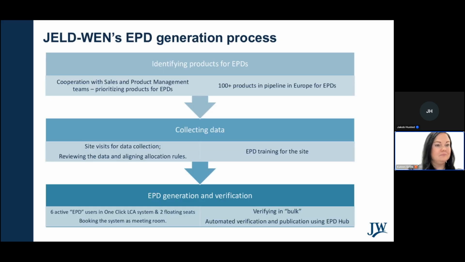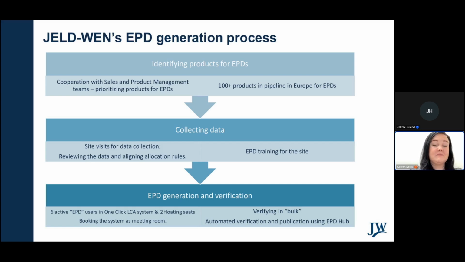But then, a few words about the process on a very high level, what we have in place for EPD generation. So the first point, of course, is identifying the products for EPDs, and there we are cooperating with our sales and product management teams, who are then prioritizing the products for us and showing what scope we need to cover to be able to provide the EPDs on the market.